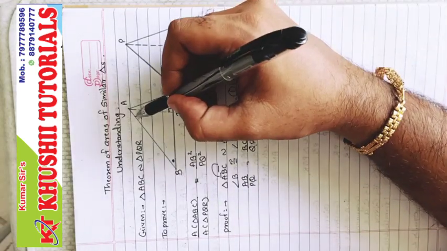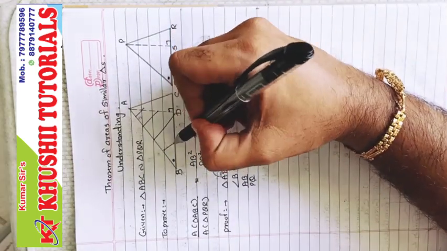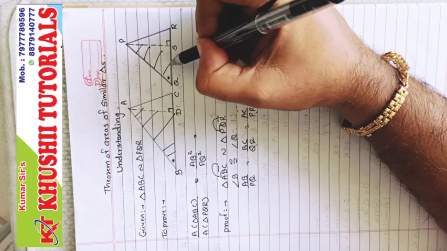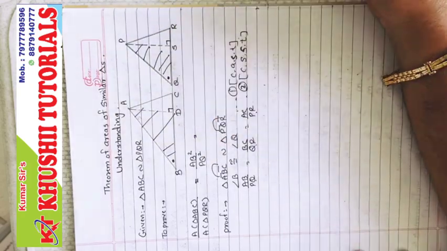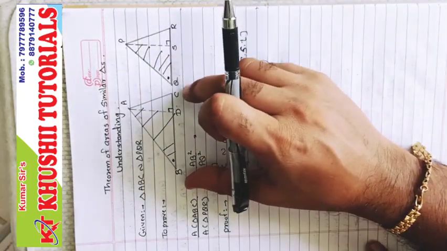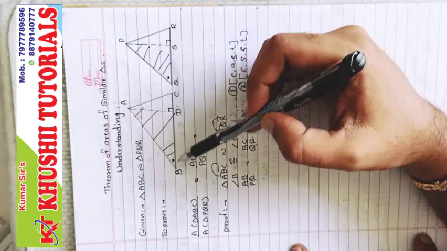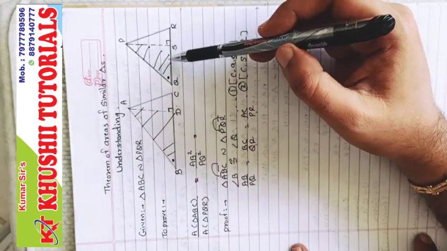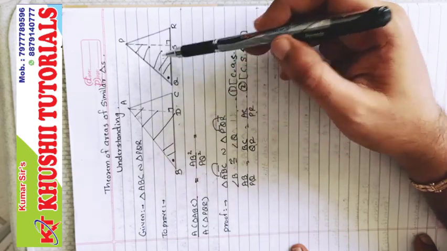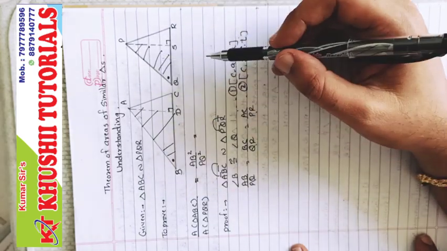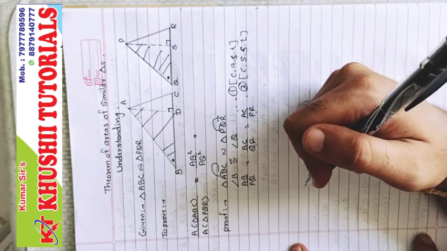Next, now we will take these two triangles. We know these are perpendiculars. AD and PS are perpendicular on BC and QR respectively. So in triangle ADB and triangle PSQ, do you think these are similar triangles? Answer yes. They are also similar triangles. By which test? By AAA test of similarity.